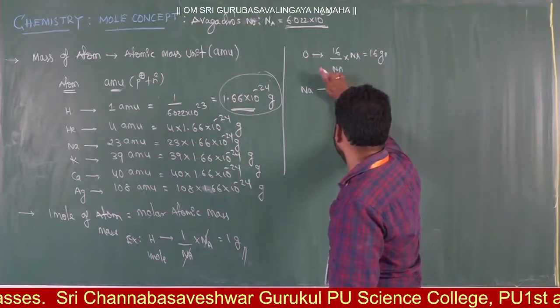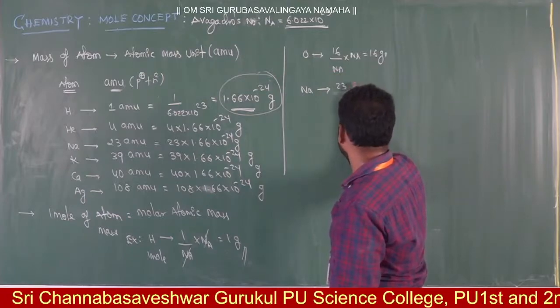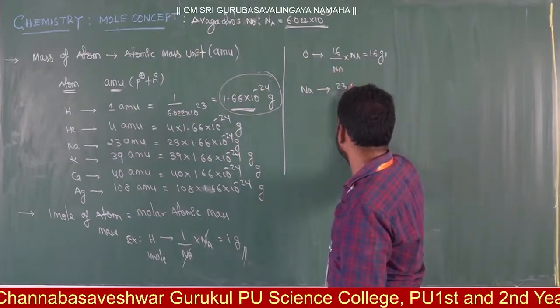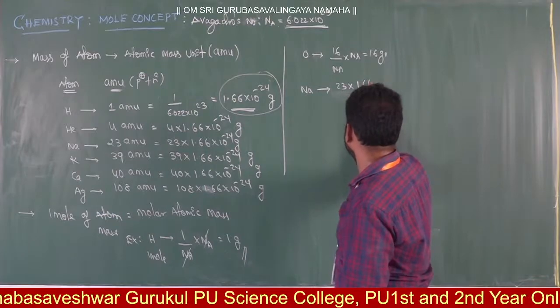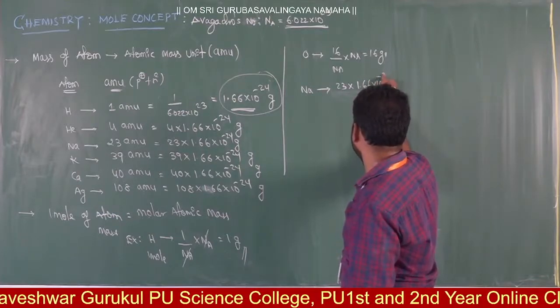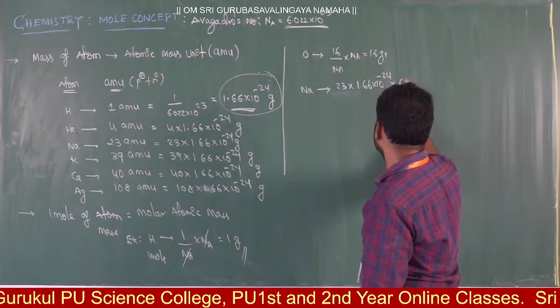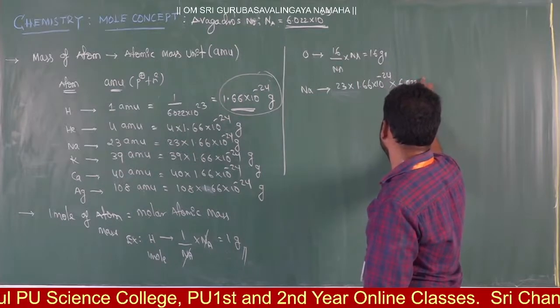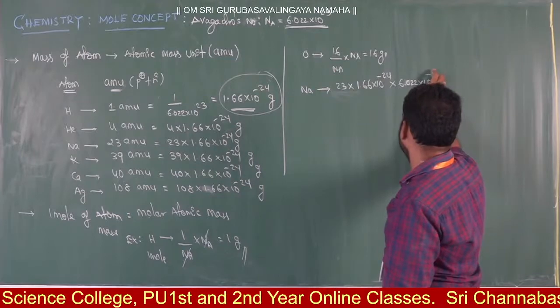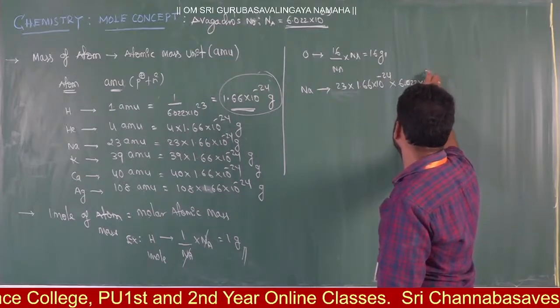For example, here I have AMU. If I want to convert into grams, I have to multiply with 1.66 into 10 power minus 24, into what? The Avogadro number. The Avogadro number is 6.022 into 10 power 23. This is the Avogadro number.